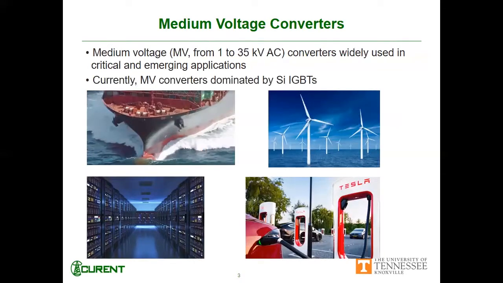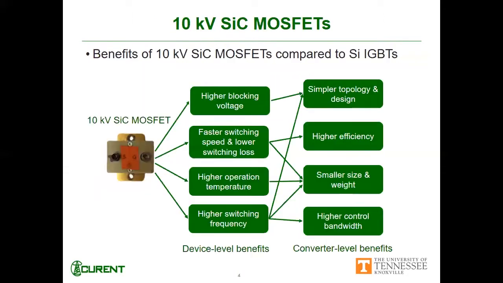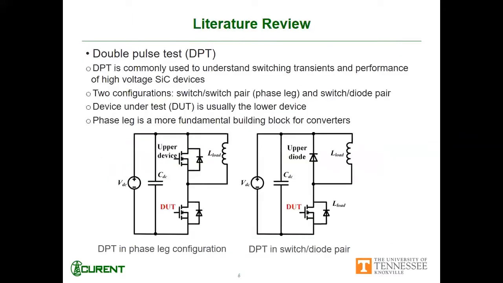So we know medium voltage converters are widely used in a lot of emerging and critical applications, as we are familiar with the EV fast charger and data center power supply. And now they are dominated by silicon IGBTs. Recently, the 10 kV silicon carbide MOSFETs have been emerging rapidly. Compared to silicon IGBTs, they have higher blocking voltage, higher operation temperature, higher switching frequency, and faster switching speed. So these device level benefits further give us a lot of benefits at the converter level, so they are very promising in those medium voltage applications. And so to apply these 10 kV silicon carbide MOSFETs in the converter, their switching transient and performance have to be understood deeply.